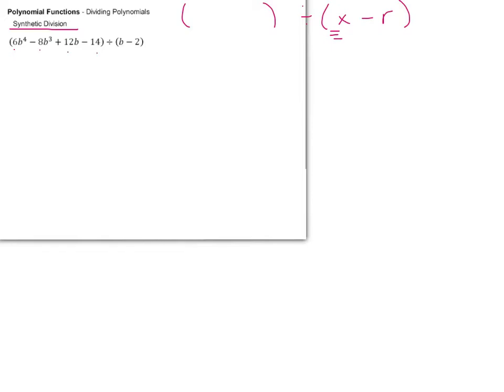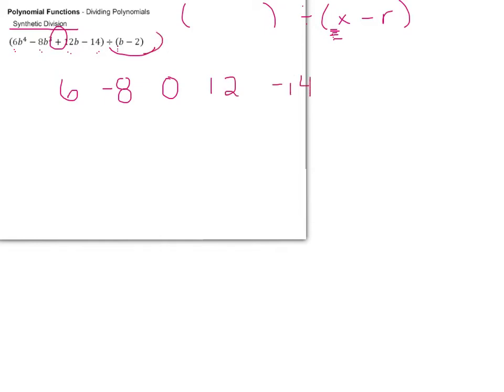So you can tell that we are dividing by b minus 2. So this is in the correct form because that coefficient is 1. So now we're just going to write down the coefficients of what we have here. So we have a 6 on our b to the 4th, a negative 8 on our b to the 3rd. There is no b to the 2nd, so we're going to put a 0 for a placeholder in, 12 for the b, and then negative 14.